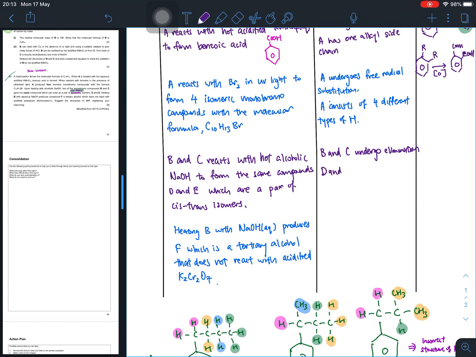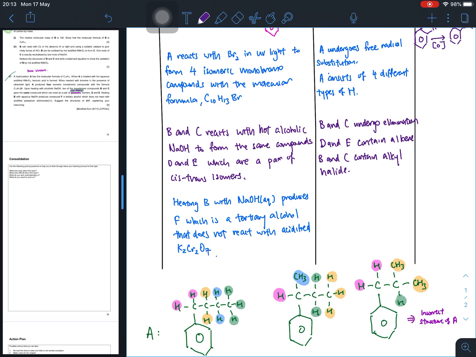So D and E contain alkene. Okay, please be clear. You need to mention which species you are referring to for the specific functional group. And that is also to say that B and C are alkyl halides. Right. So given that D and E are cis-trans isomers, it would also mean that they would have to fulfill the criteria that it has a C=C double bond with 2 different groups on it.